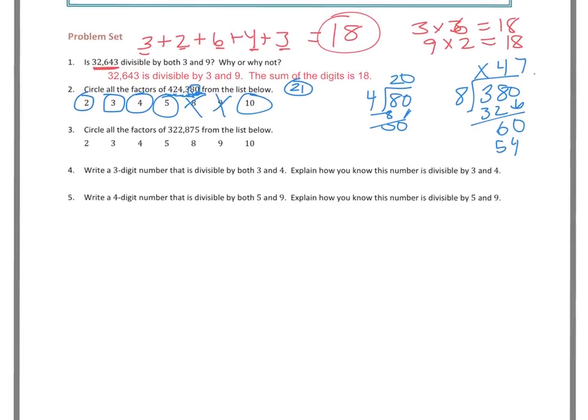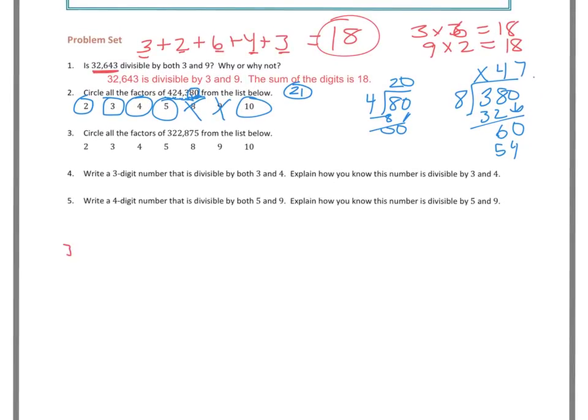So for 3, we have the same thing. I'll do it down below. We have 322,875.